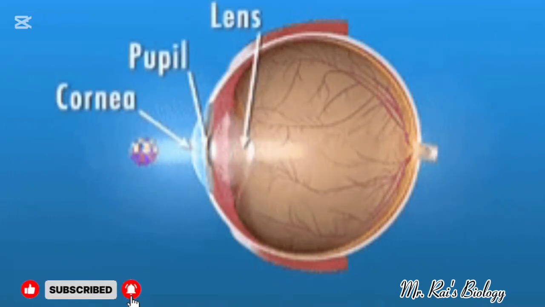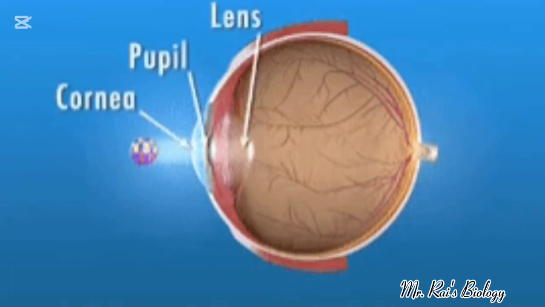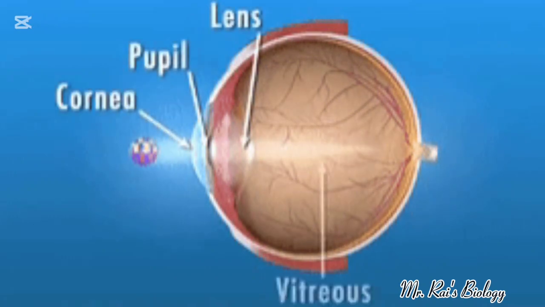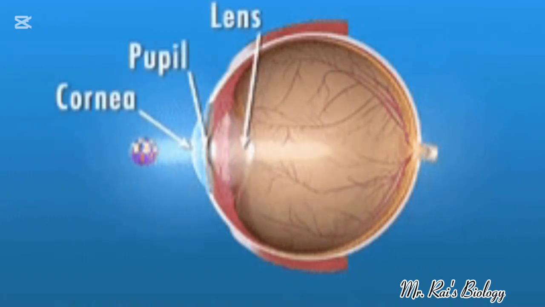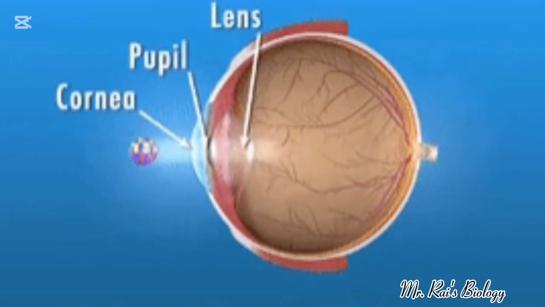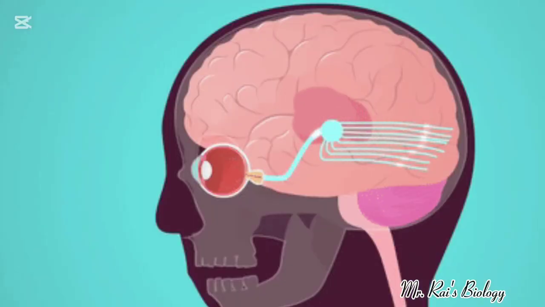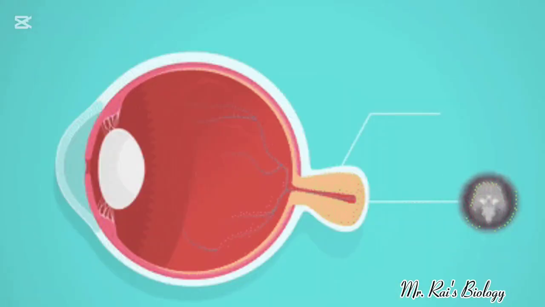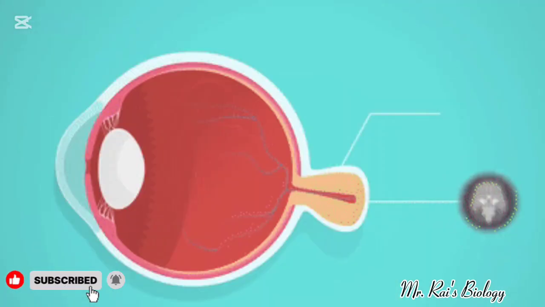First, the light falls on the cornea, then passes to the aqueous humor, then the iris, pupil, then the lens, then the vitreous humor, then finally the light falls on the retina, and in the retina the image is formed. And in the retina we have rods and cones, and rods and cones send the message to the optic nerves, and finally the optic nerves carry the message to the brain, and the brain interprets the information, interprets the image.